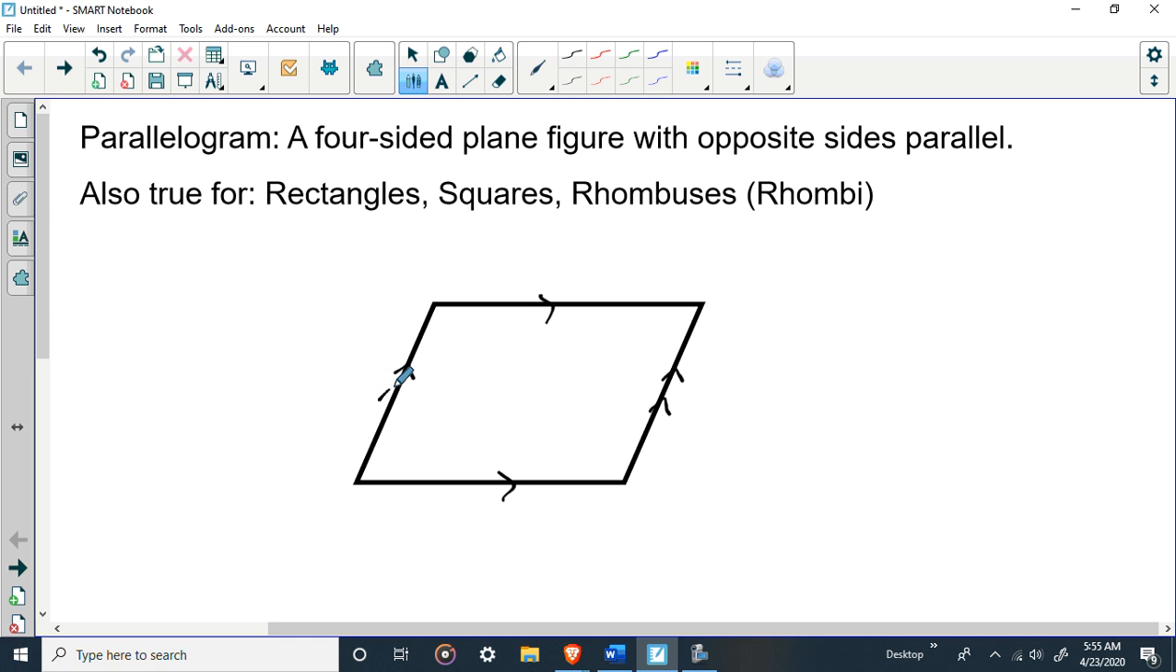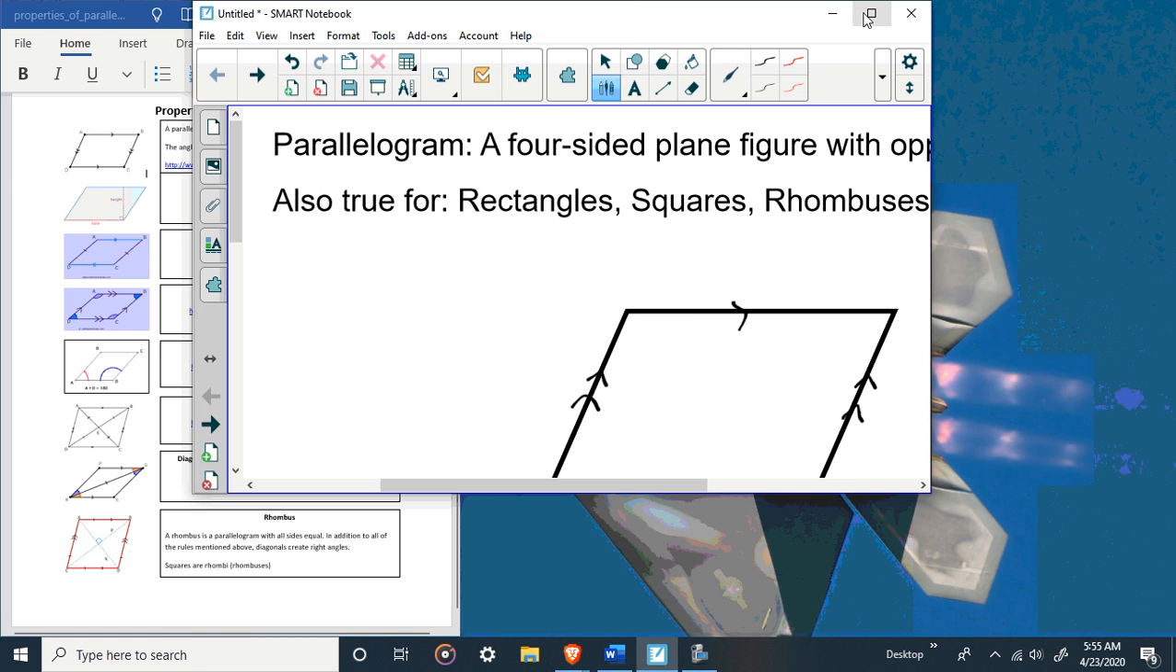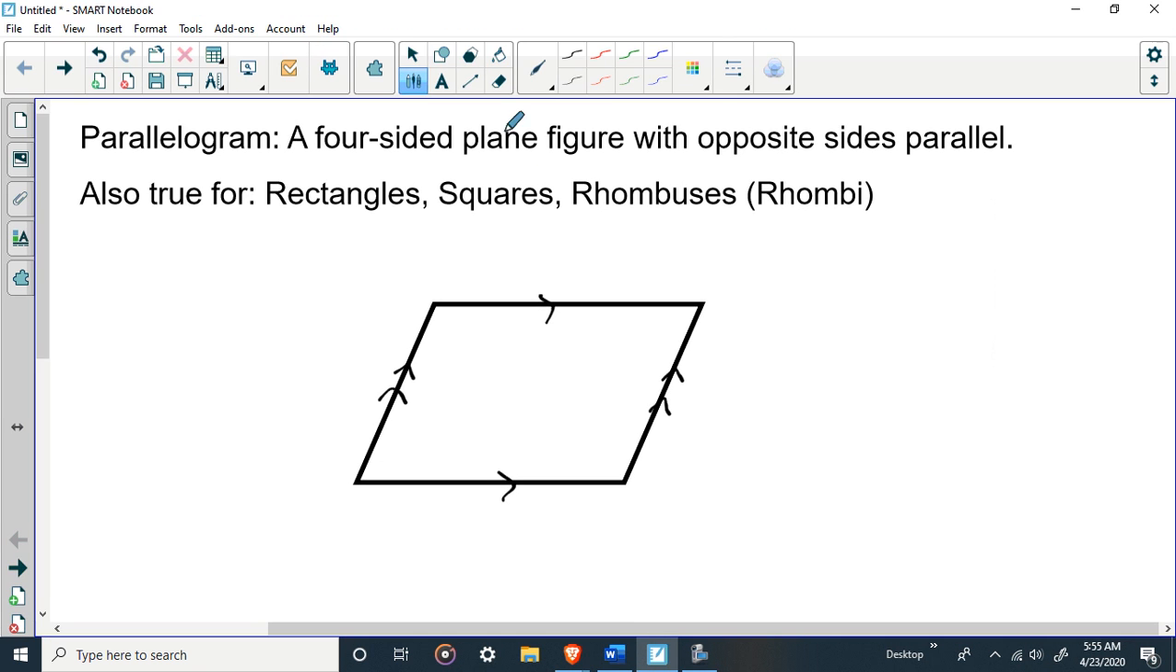Now, if I were to put all the properties of a parallelogram on this one parallelogram, it would become impossible to read. So we're going to try and do these one by one. So your first thing is that the area is the base times the height. And I know you're probably thinking, well, that sounds a lot like a rectangle. Well, all these things that we're going to talk about are true for rectangles, squares, rhombuses, or rhombi, if you want to get fancy. So the base times the height for a rectangle, yeah, that is true.